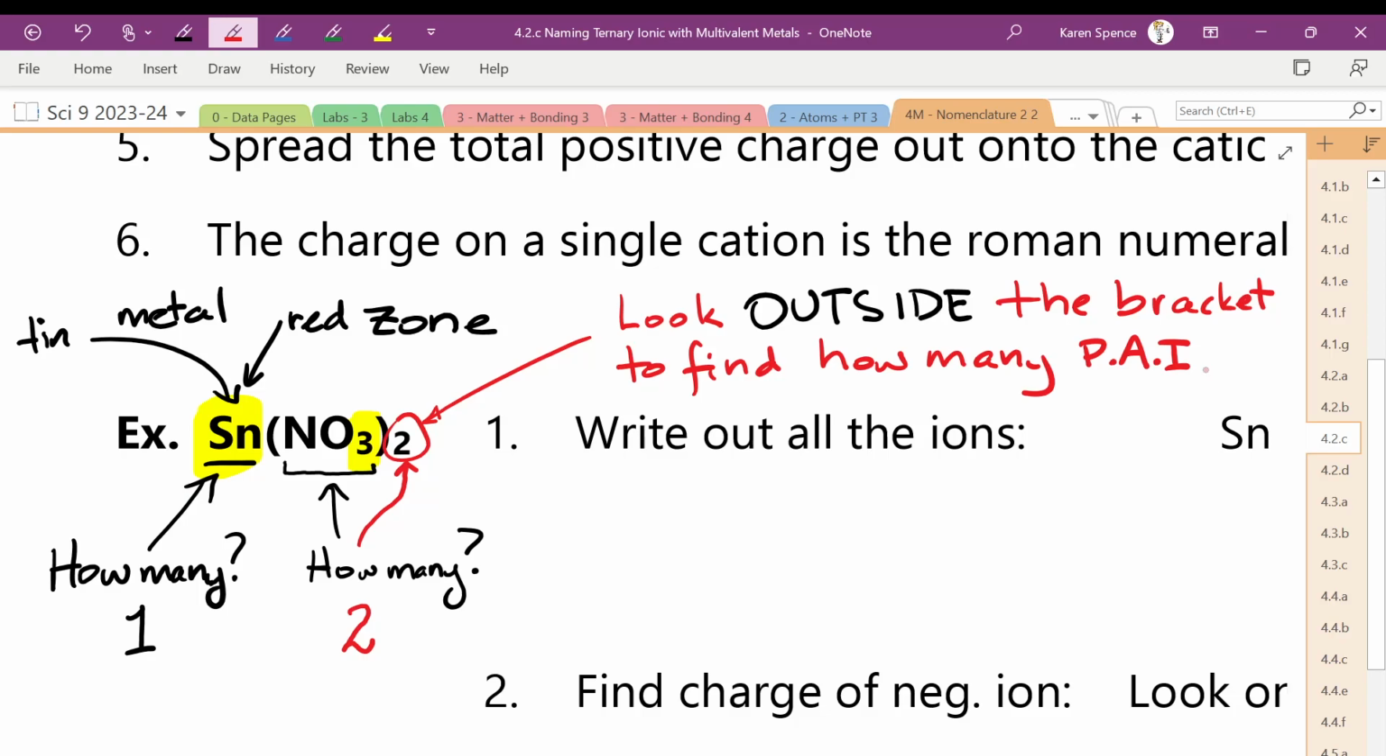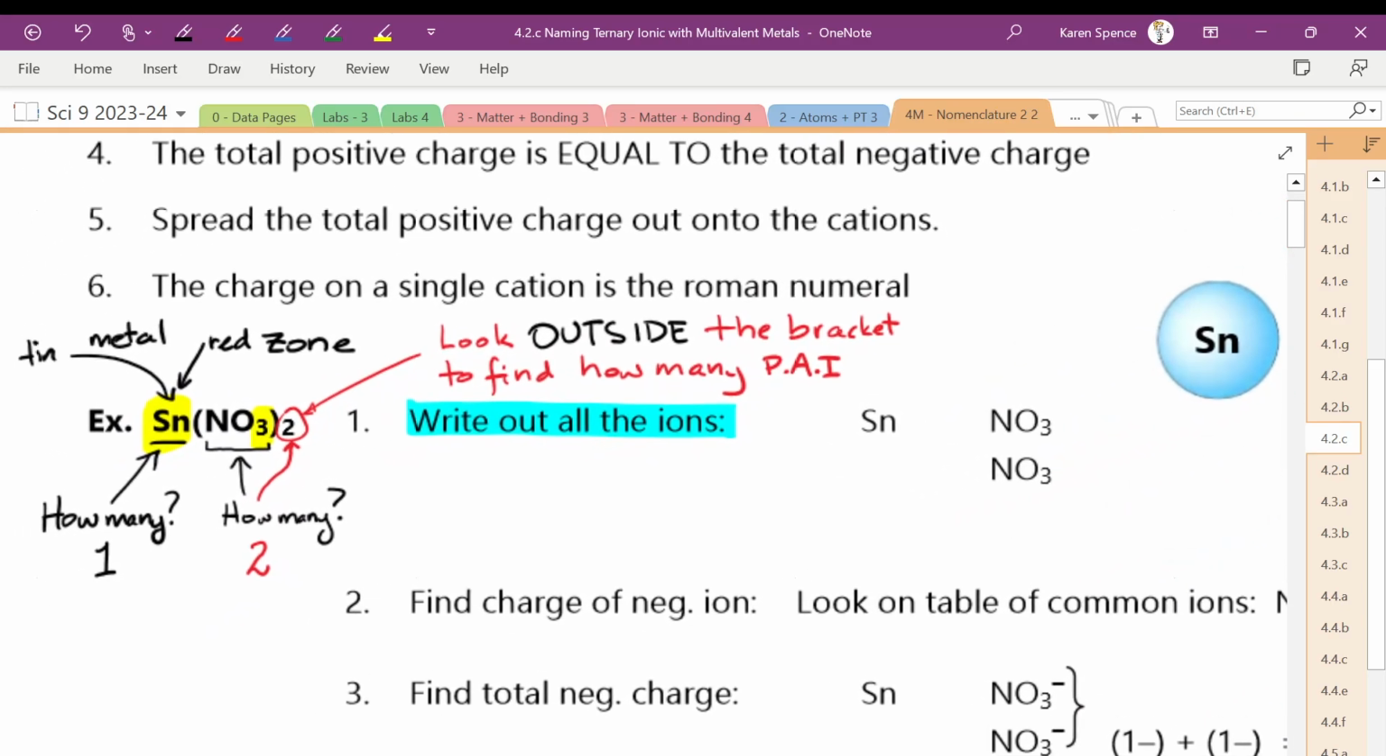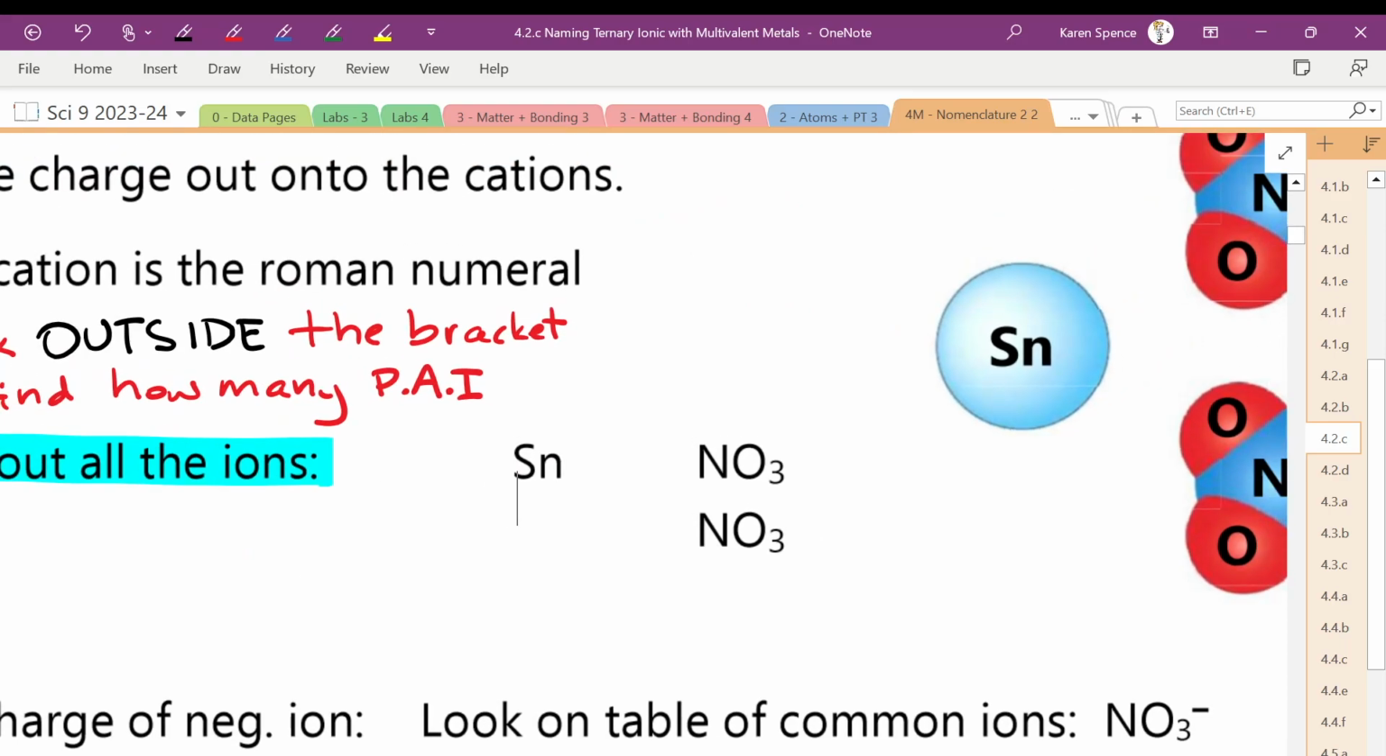So now that we know how many, step 1 is that we are going to write out all the ions. We know that there is 1 tin, so we just write 1 tin, Sn. And there are 2 NO3. So we write NO3, NO3.